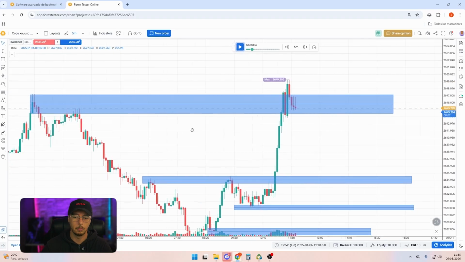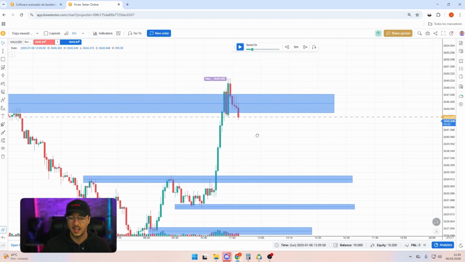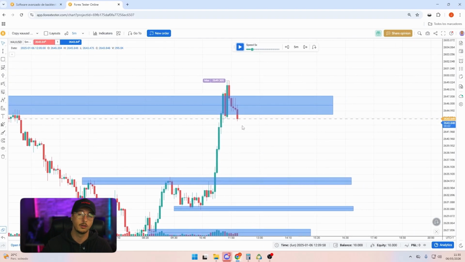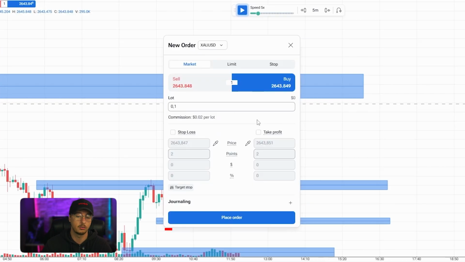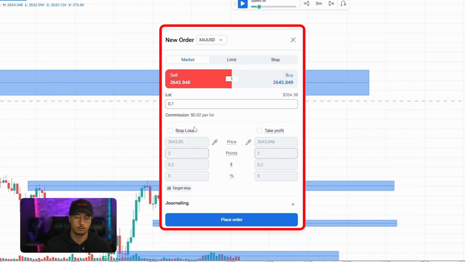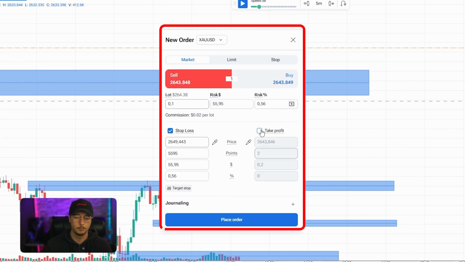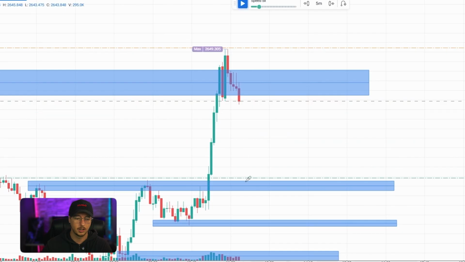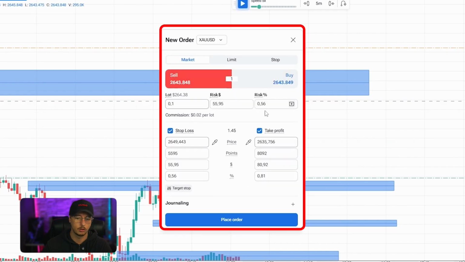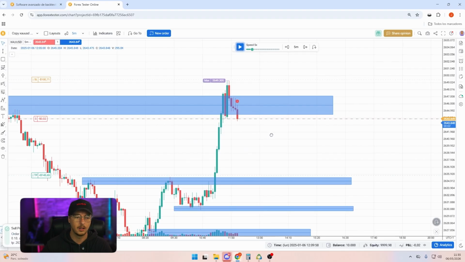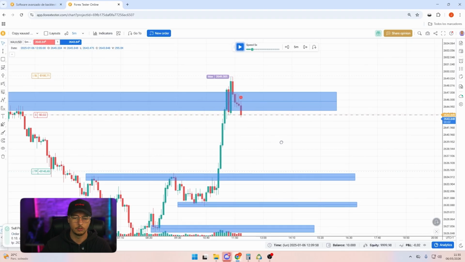Okay, it's broken below. So now basically we could either enter the trade on the closed candle, or we could add a sell stop. In this case, as it's closed, I'm just going to add a straight sell here, placing my stop loss above this high, and my take profit I'm going to bring down to here. So in this case, we've got a nice risk reward here, so let's place 1% risk and place the order. Let's see how it performs.